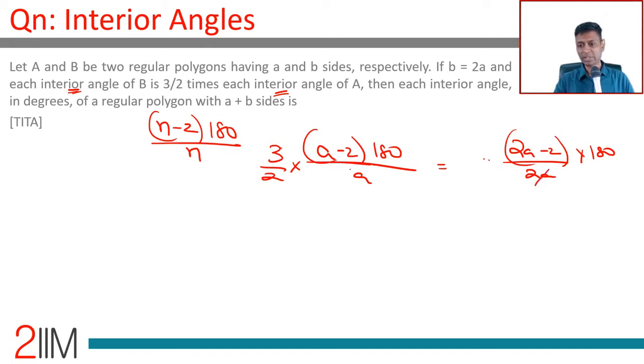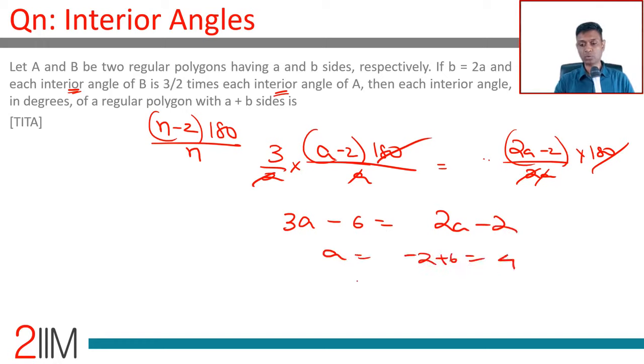The A will get cancelled on both sides. 2 will get cancelled on both sides. 180 will get cancelled on both sides. 3A minus 6 is 2A minus 2, or A is minus 2 plus 6, which is 4. B is 8. Then each interior angle in degrees of a regular polygon with A plus B sides, that is 12 sides.